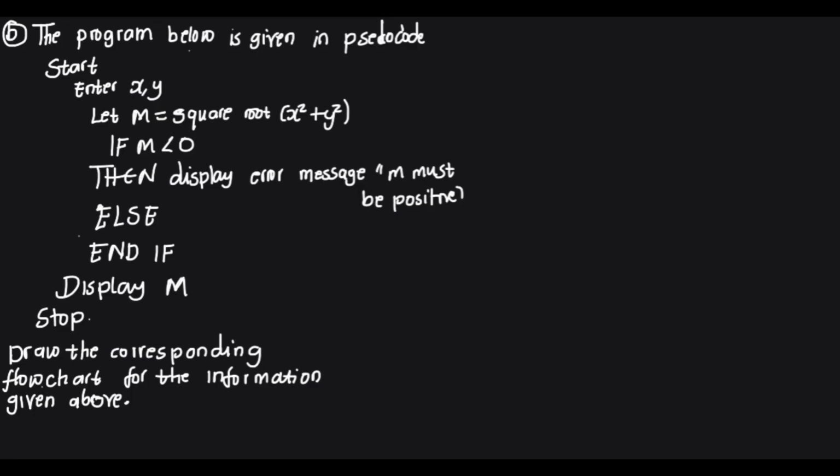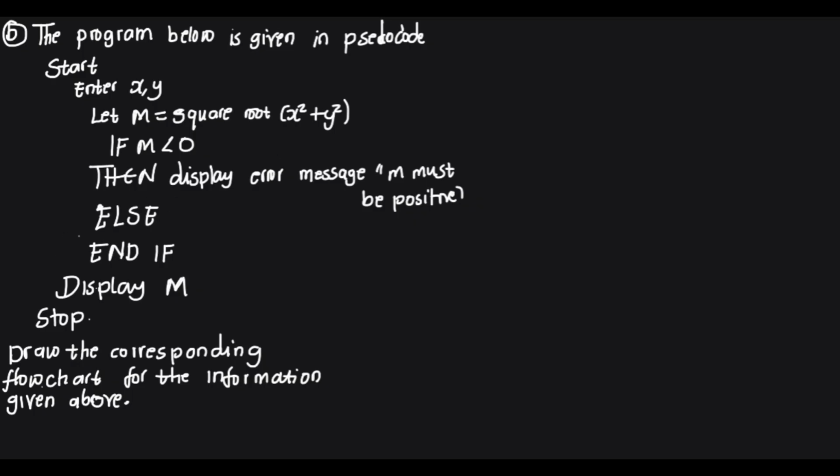6b, the program below is given in pseudocode. The first statement: start, enter x y, let m is equal to square root of x squared plus y squared. If m is less than 0, then display error message, m must be positive, else end if, display m, then stop. Now for questions like this one, for a computer program, they differ in how the question comes, so you need to be very extra careful here.